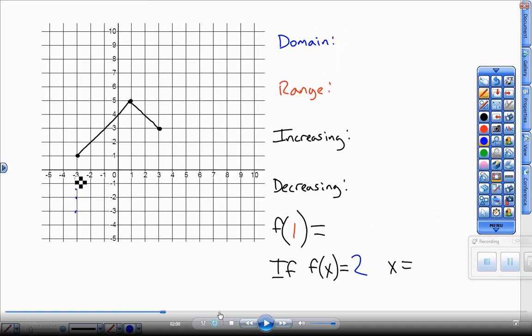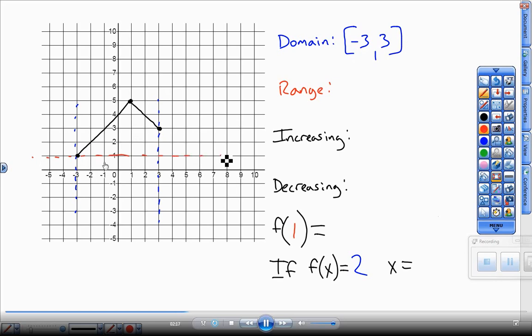I want you to find the domain. Red. So domain is measured from the left side to the right side, left to right, looking at your x-axis numbers from -3 to 3. Since these are both solid circles all the way through, square bracket, square bracket.